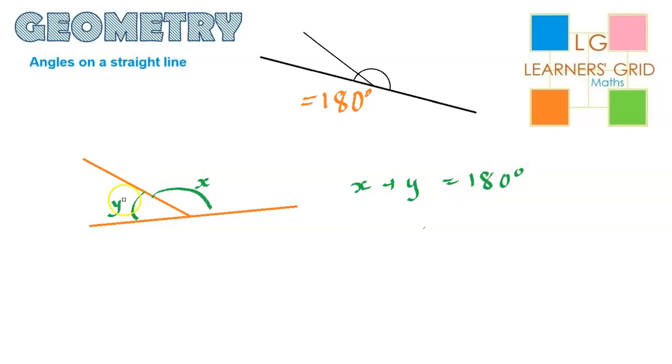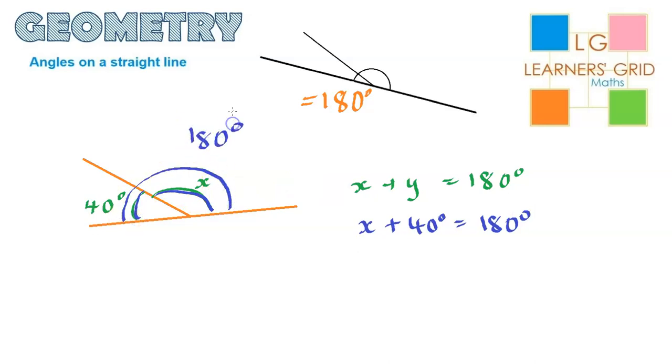So let's get rid of this label and let's actually give it a value. The value of this angle, let's just say it is 40 degrees. So how can we then find out what X is worth? We don't know what X is, but we do know what Y is because we've substituted that out for 40 degrees, and that is supposed to equal 180, right? So X plus 40 is supposed to equal 180. That's what that means. Now, how do we solve from here?